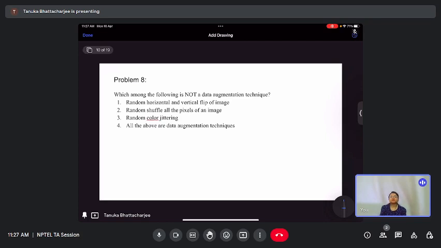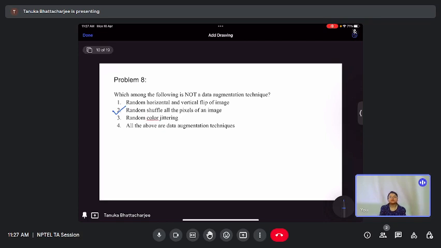So random horizontal and vertical flip of image are of course data augmentation techniques. Random shuffle of all the pixels of an image is not a data augmentation technique. Random color jittering is a data augmentation technique. So the answer to this question is random shuffle of all the pixels of an image. That is not a data augmentation technique.